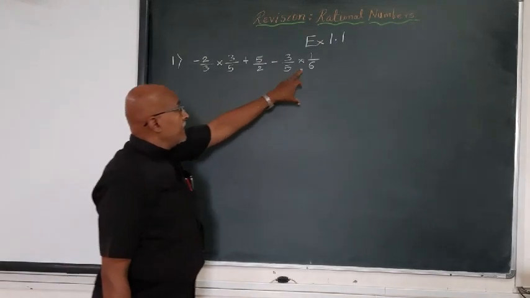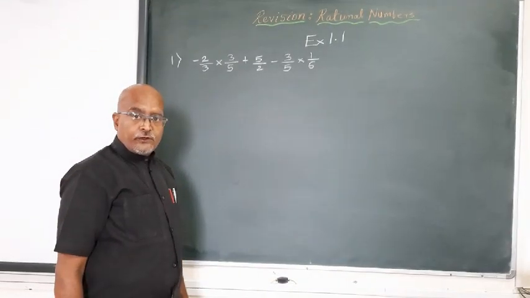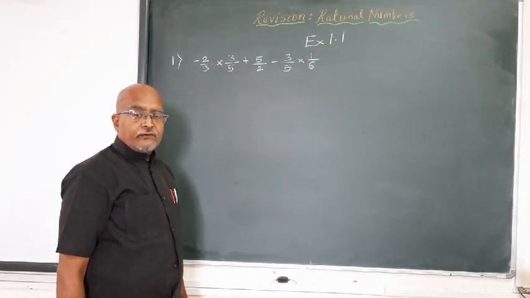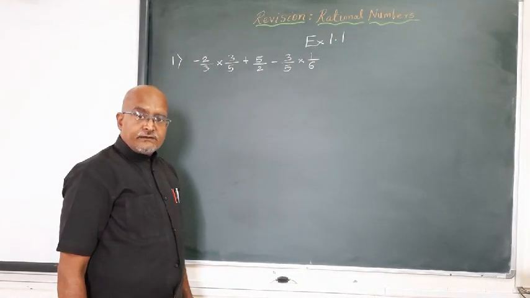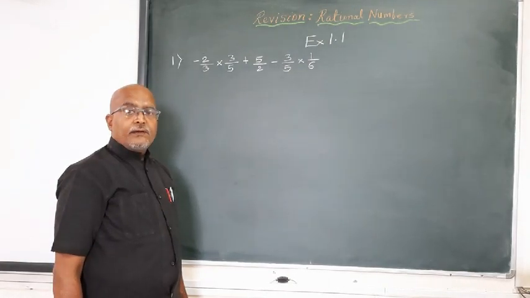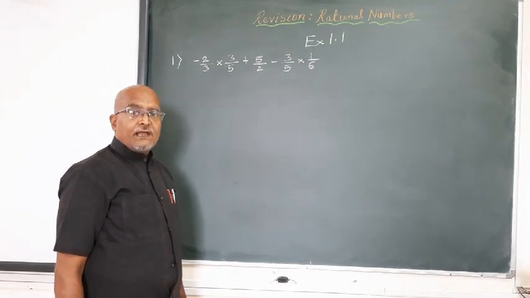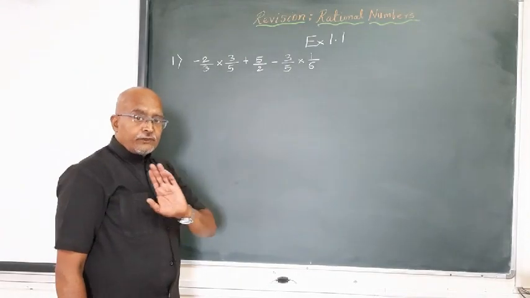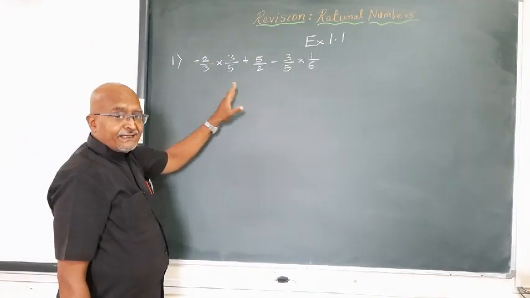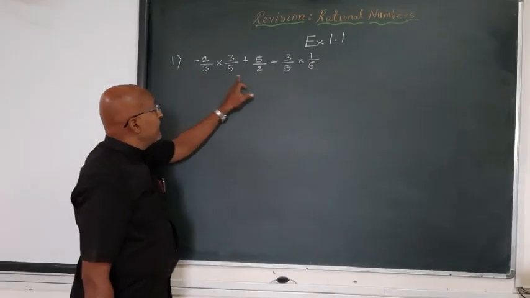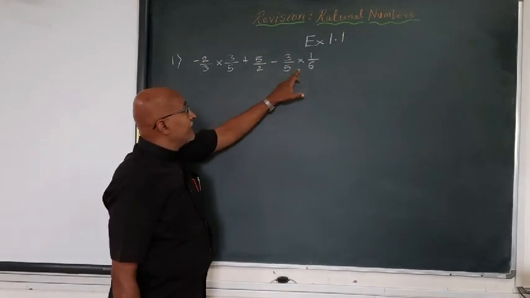Now you have studied about BODMAS. What is BODMAS? B stands for bracket, O stands for of, D stands for division, M stands for multiplication, A stands for addition and S stands for subtraction. So in this series we are going to solve. Now here no bracket is there, no of is there. Then comes D, division. Is there any division? No. Then comes M, multiplication.